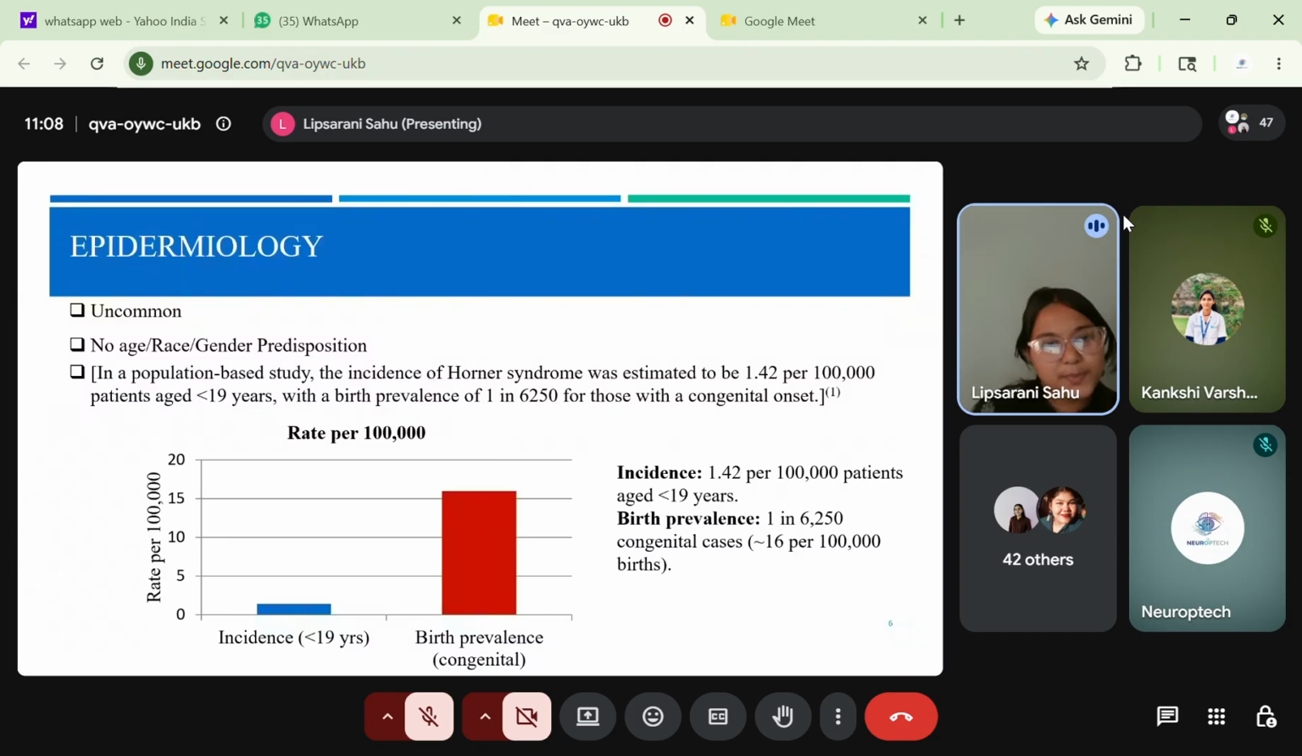So let's discuss epidemiology. Horner syndrome is an uncommon and rare condition. There is no predisposition by age, race, or gender. In a population-based study, the incidence of Horner syndrome was estimated to be 1.42 per 1 lakh patients less than 19 years of age, with a birth prevalence of 1 in 6,250 for those with congenital onset.